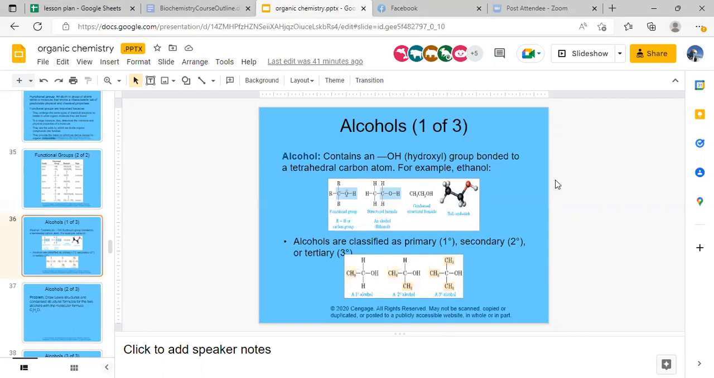So alcohol contains an OH group. So tawag yan hydroxyl. It is bonded to a tetrahedral carbon. Okay, so yan yung condensed structural formula. Yung alcohols can be classified as primary, secondary, or tertiary. Anong ibig sabihin nun? Yung carbon mo, naka-attach siya sa isang carbon, that's called the primary alcohol. Pag dalawang carbons, it's called the secondary alcohol. Tapos kung tatlo, it's a tertiary alcohol. So remember, yung carbon kung saan naka-attach yung OH, kung isang carbon, primary, dalawa, secondary, tatlo, tertiary.